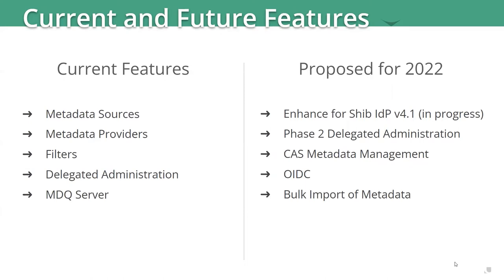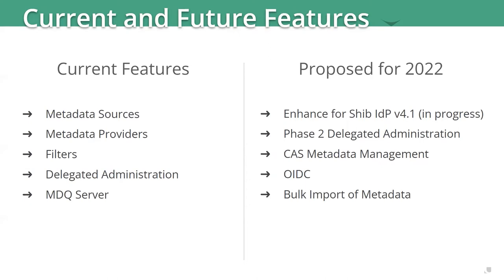On our roadmap for 2022, we are looking at some more enhancements. Particularly, we're looking at some of the new facilities, some of the new configuration that is available in the SHIB IdP version 4.1, new entity attributes that are built in, some new security policies that are available, et cetera. We're also looking at enhancing the delegated administration, allowing for finer grain control of that delegated administration.